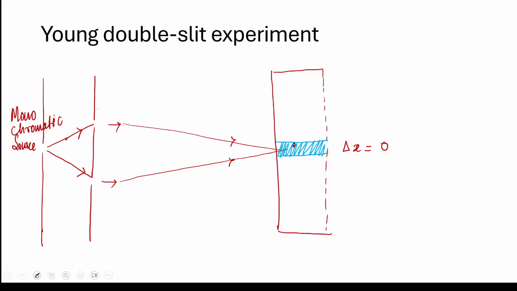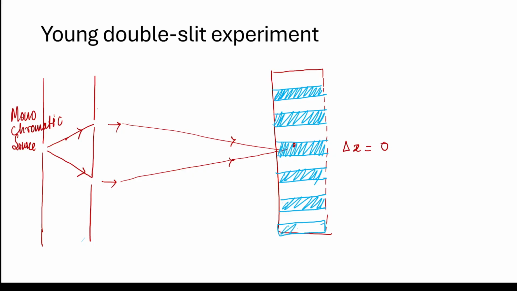So you'll have alternate dark and bright fringes obtained. Let's say I'm going to make this on the screen. Everywhere you have a bright fringe, this blue one, the path difference would be an integral multiple of lambda. Okay, so this is happening here. So that's it. Okay, here you go. So that's your alternate.